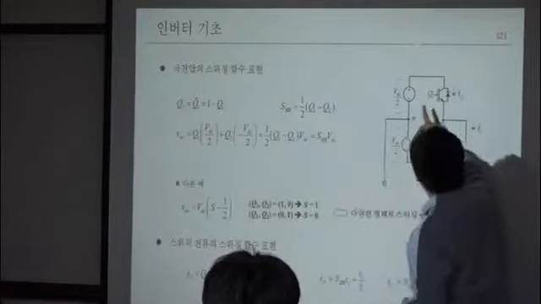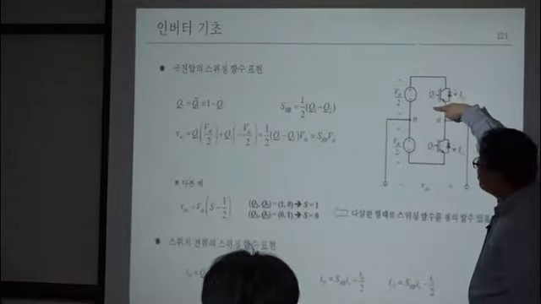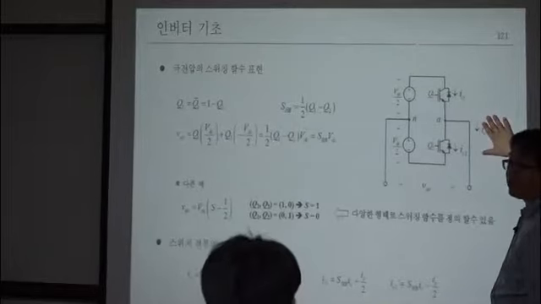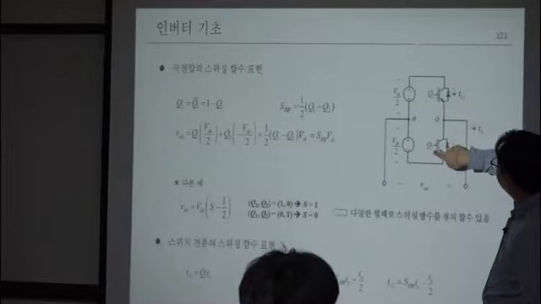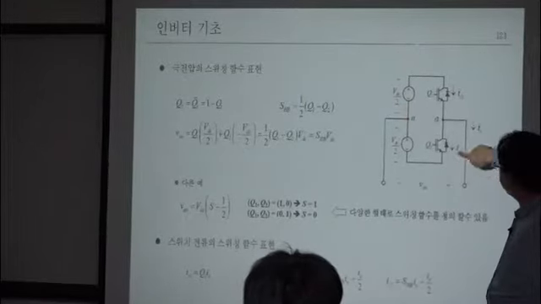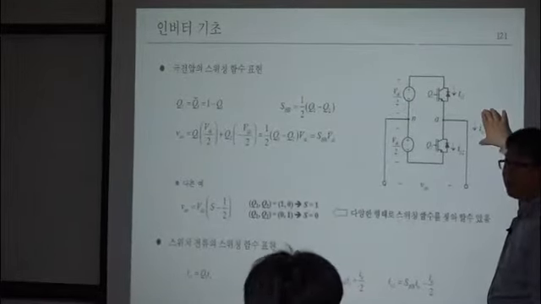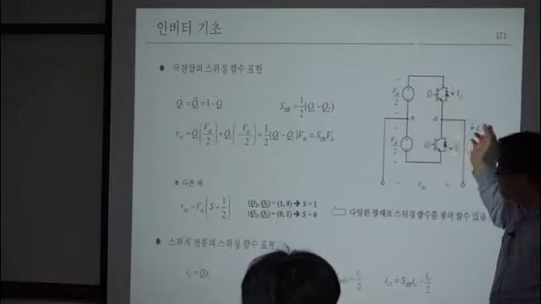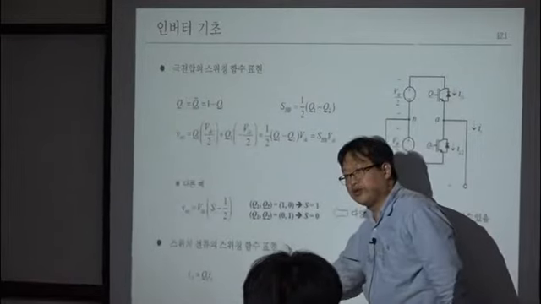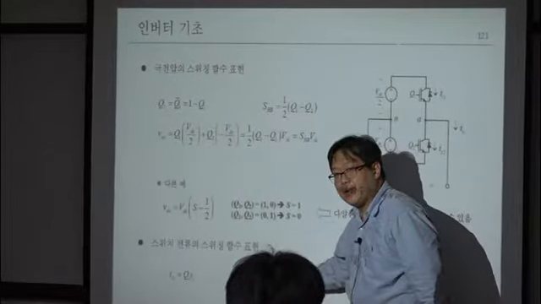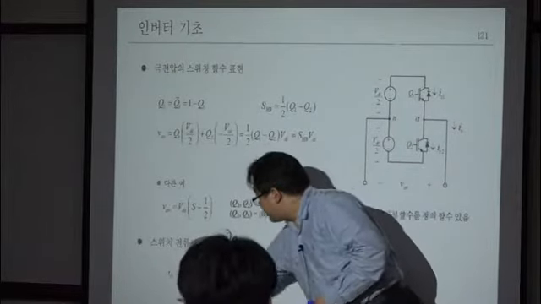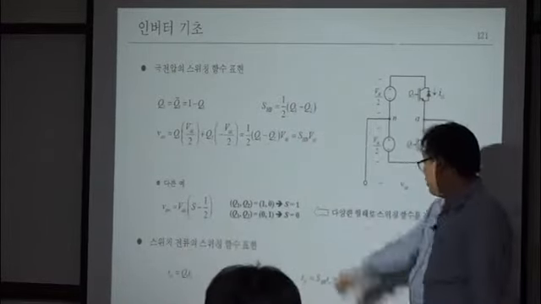So when Q1 turns on, then IS1 is identical to IO, right? When your Q2 turns on, the magnitude of IS2 is the same as IO, but the polarity is different, right? That's why IS2 is written as Q2 multiplied by minus IO, right? Now you understand IS1 and IS2 with the switching function.